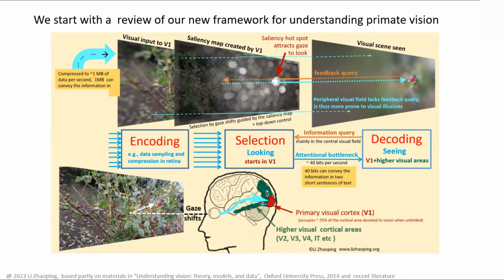And one thing we dug out is that we really have to see vision with selection at center stage, that we have an attentional bottleneck. And this bottleneck starts as early as V1. That's probably the reason why we cannot make progress beyond V1 in the same way as we did before V1, yeah?